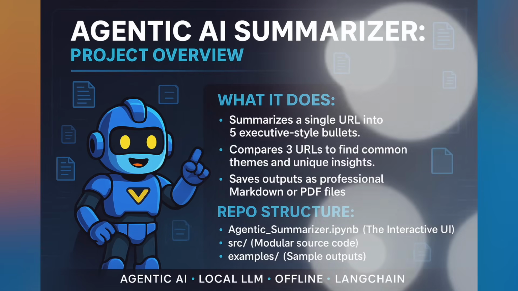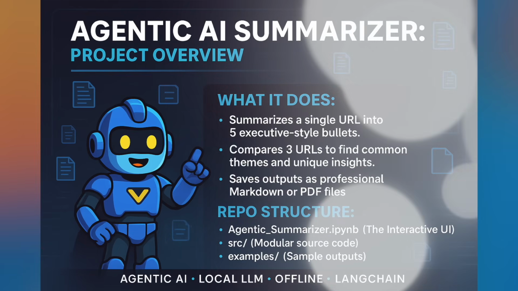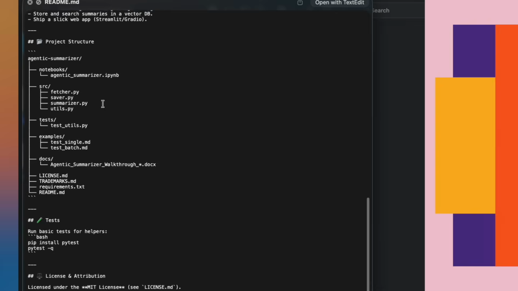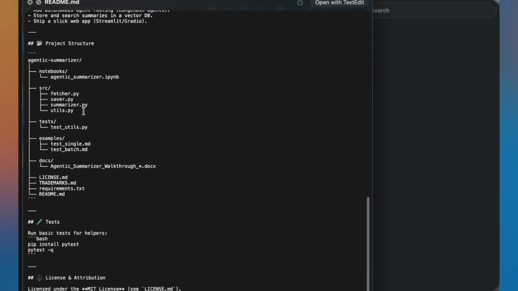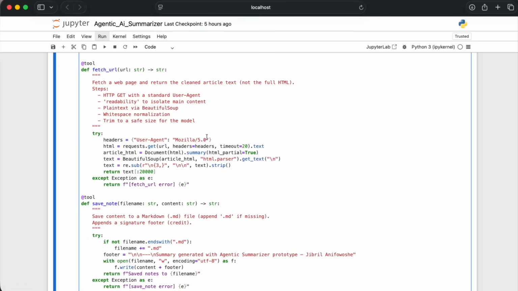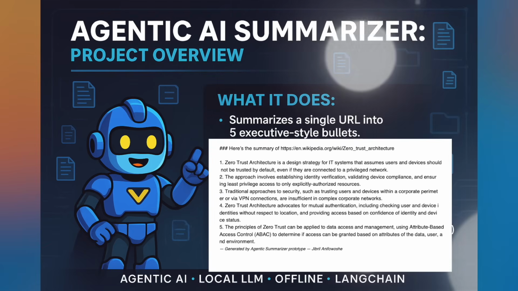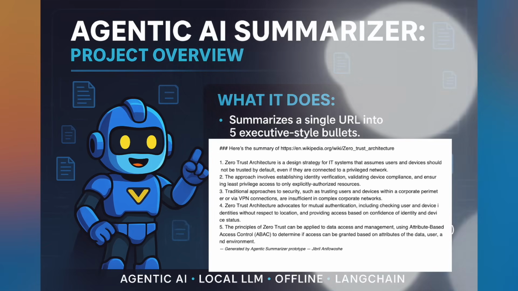So the plan is for the Agentic Summarizer to serve two audiences at once, both technical users and executives. For the technical side, it shows you how you can orchestrate multiple tools with a local large language model. And for the executive side, it essentially delivers a clean, polished insight you can actually use in meetings with no fluff and just the key points.